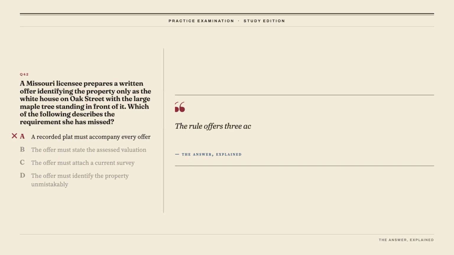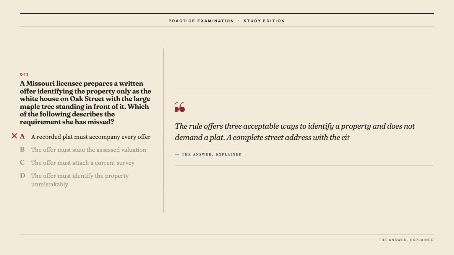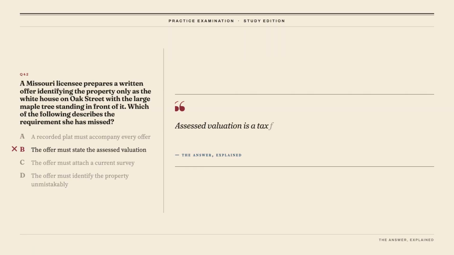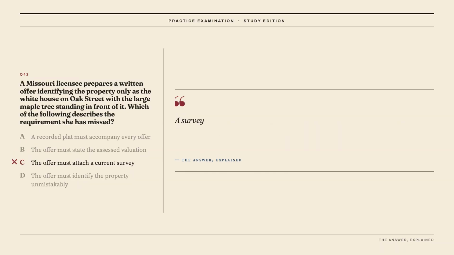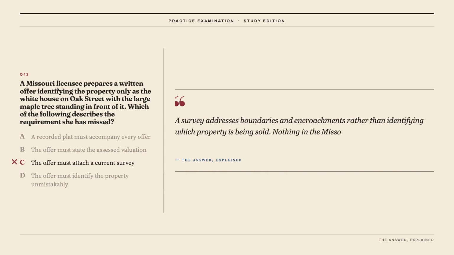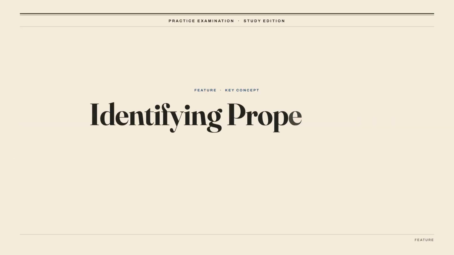A is wrong because the rule offers 3 acceptable ways to identify a property and does not demand a plat. A complete street address with the city satisfies it directly. B is wrong because assessed valuation is a tax figure with no bearing on identification. It appears in the assessor's records rather than in the terms of an offer. C is wrong because a survey addresses boundaries and encroachments rather than identifying which property is being sold. Nothing in the Missouri offers rule requires a survey to accompany a written offer.